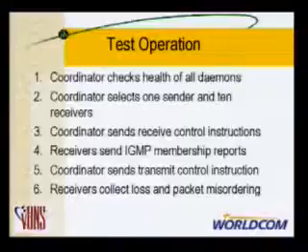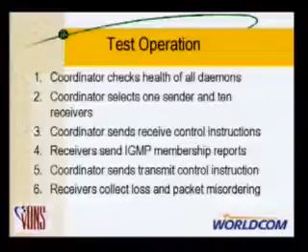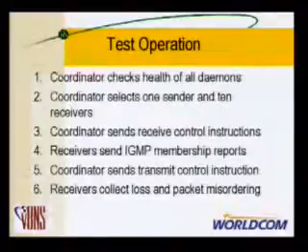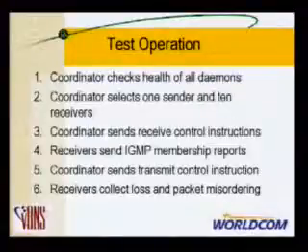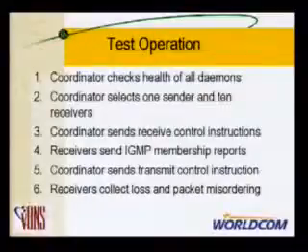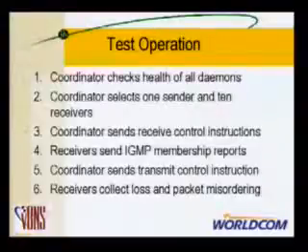So the way the test would work is that a coordinator, a central coordinating host, would go ahead and check the health of all of the daemons on the boxes, and then it would select one sender and 10 receivers across the country. The coordinator would then send control instructions to the receivers, telling them to go ahead and expect to receive these packets on some group. The receivers will then open the socket, and the IGMP membership will be sent. The coordinator then will send the transmit control instruction to a single host, who will then begin transmitting.